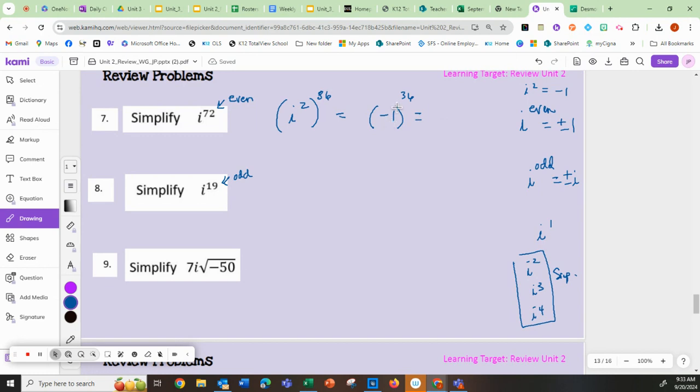Anytime you're raising a negative 1 to an even power, your answer is always a positive 1. If I had a negative 1 raised to an odd power, then my answer would always be a negative 1. So negative 1 to an even power always equals a positive 1. Negative 1 to an odd power always equals a negative 1.